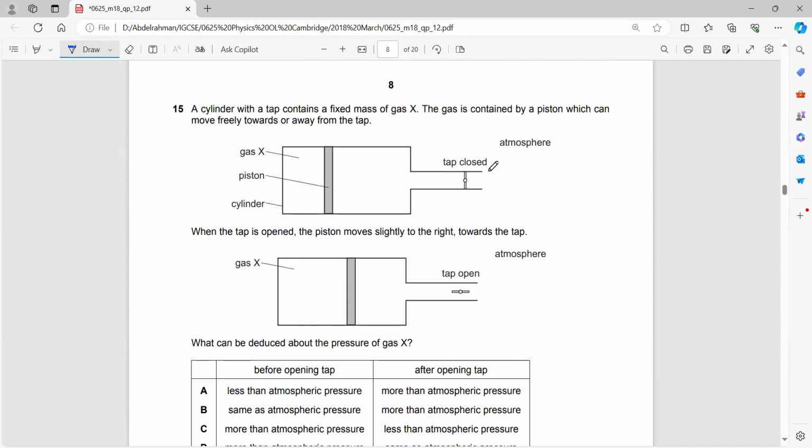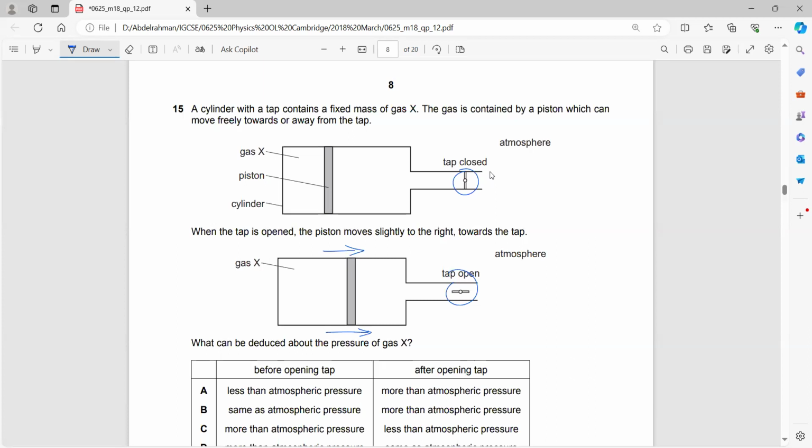Question 15. A cylinder with a tap contains a fixed mass of gas X. The gas is contained by a piston, which can move freely. When the tap is opened, we have the same mass of the gas. The mass has not changed, but the piston now moves to the right.